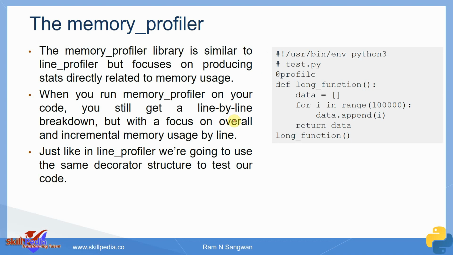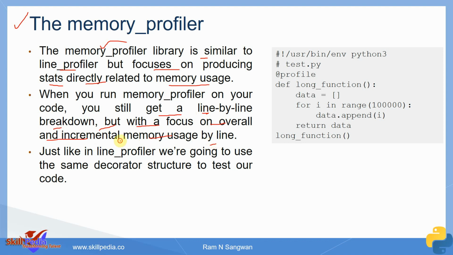Then we have another function, memory profiler. Memory profiler is similar to line profiler but focuses on producing stats directly related to memory uses. So this is for memory uses. That was CPU uses, resource uses. This is memory uses. When you run memory profiler on your code, you still get a line by line breakdown, but with a focus on overall and incremental memory uses by line.